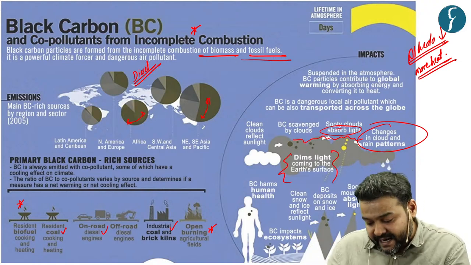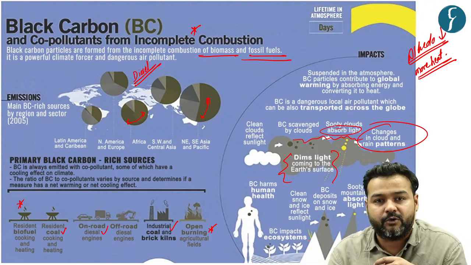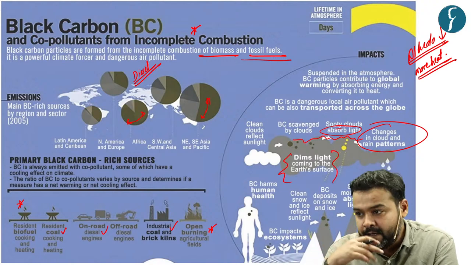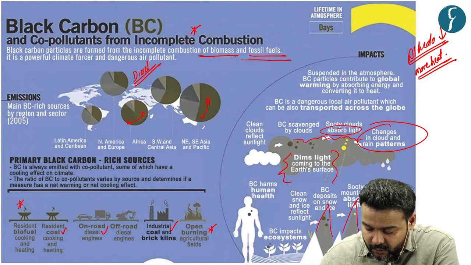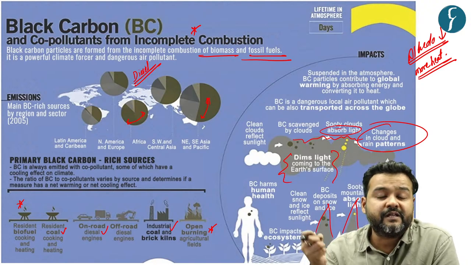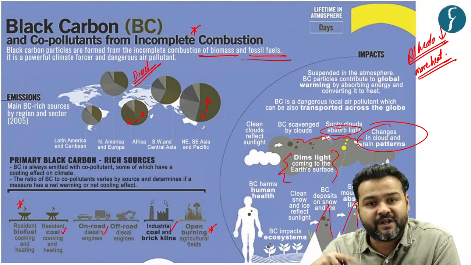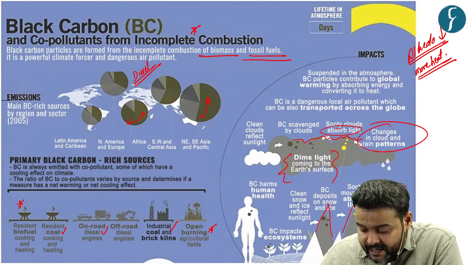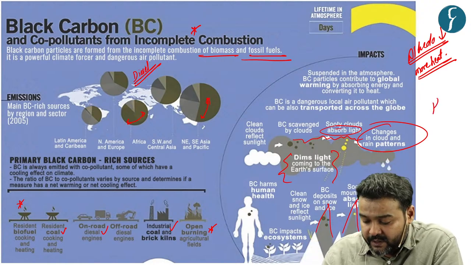Now the second, when it will affect the mountains, the snow-clad mountains. Now snow has a white surface, definitely the albedo is high, but when covered with soot, the albedo will go down. Now it will start absorbing more heat. Now this more heat, the accumulated heat, will result in the melting of glaciers. Now the third, the humans.